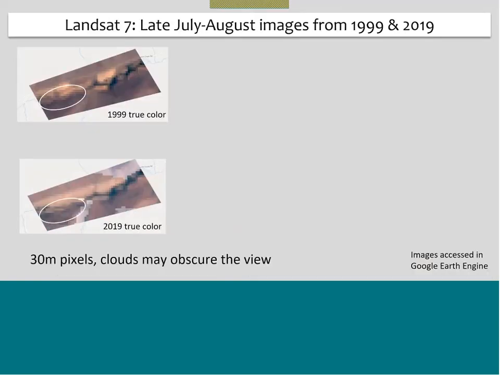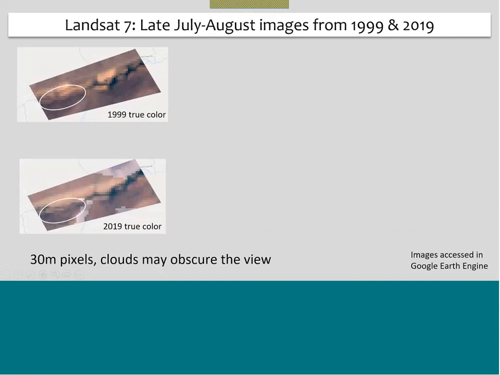This is the satellite imagery that most folks think of first when you talk about freely available satellite imagery. This is from the Landsat program. In the white ovals here in these pictures, these are true color images circling the same area we were looking at in the previous slide.